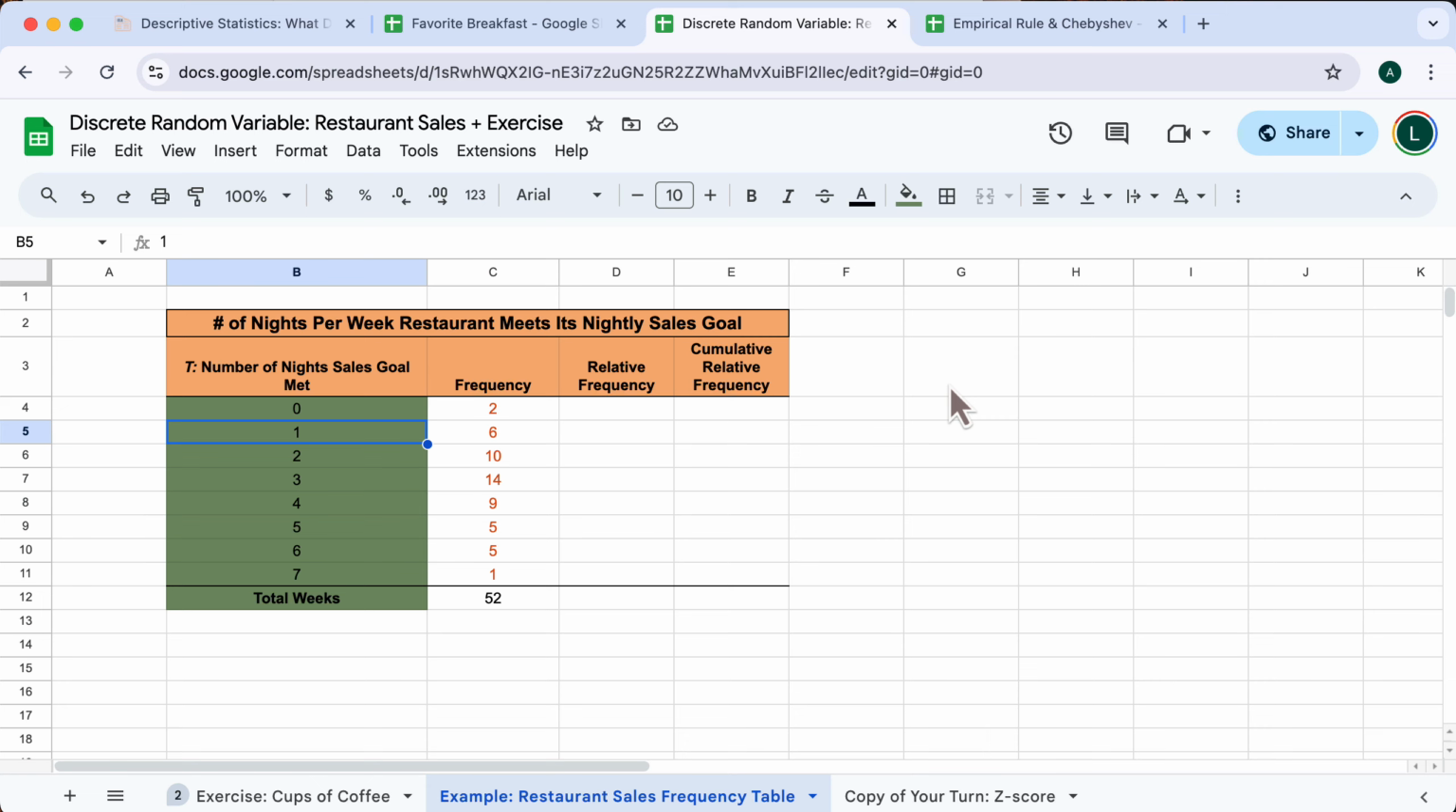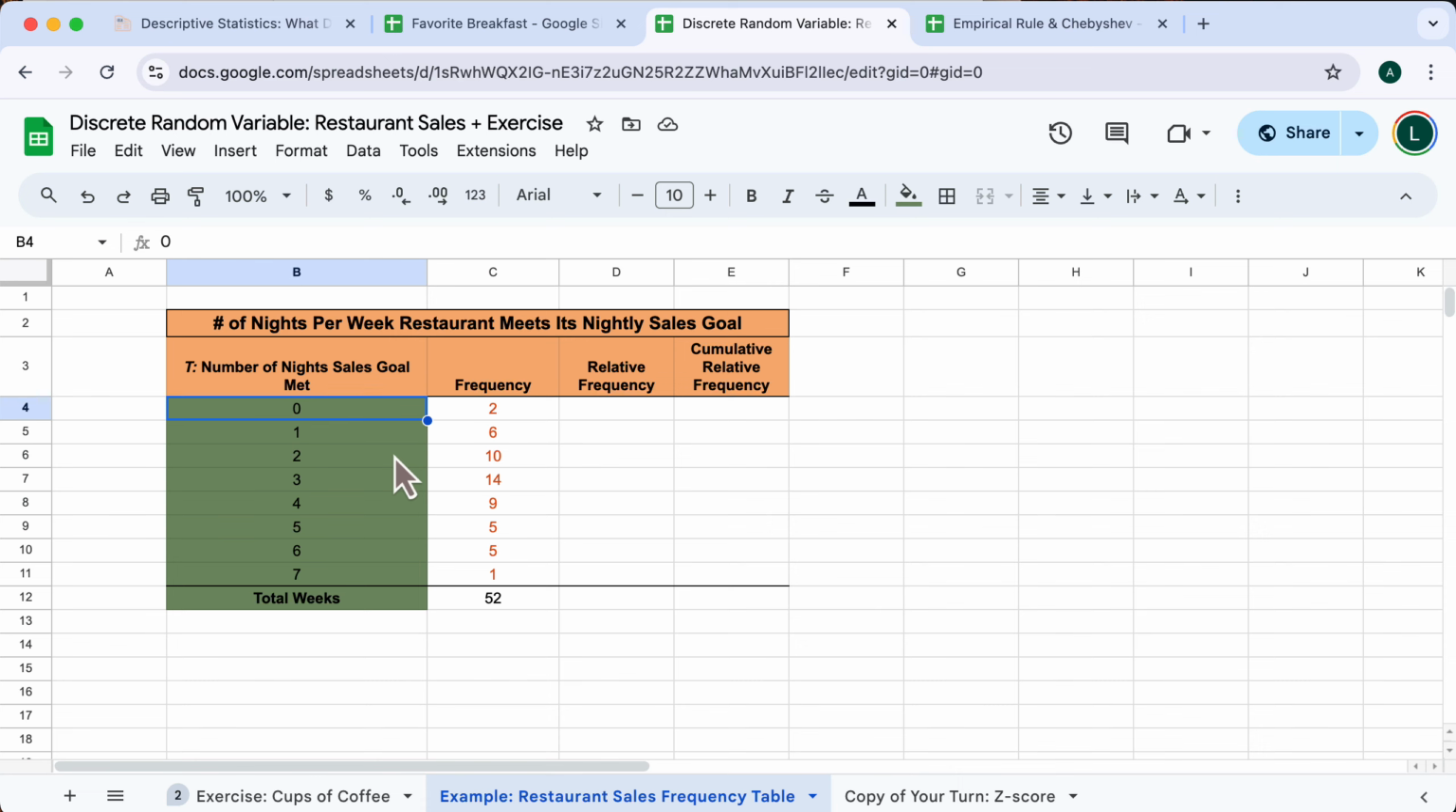And what they do is they keep good records, and so they let you know over the last 52 weeks how many nights per week the goal was exceeded or failed to be exceeded. And so that's what's really going on in this first column, column B. There were 2 weeks in the last year in which the whole week went by and not a single night the sales target was met. There were 6 weeks in the last year where the sales target was only met 1 night of that week, and so on and so forth.